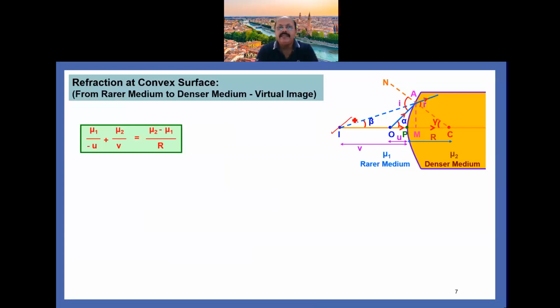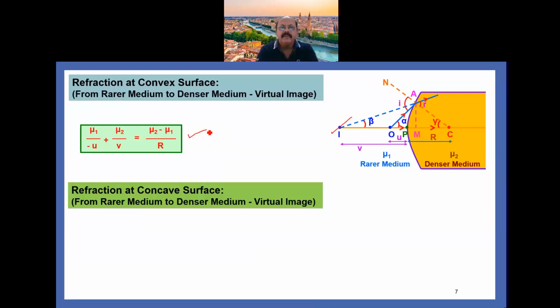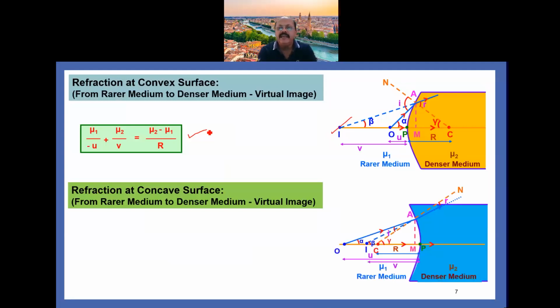So you apply the same concept, find the expression, and you will get the same expression as you have found in case of the real image. Similarly, we have to find out the expression for the refraction at concave surface from rarer medium to the denser medium. So in that case, only the virtual image is formed. So you can see here the ray diagram.